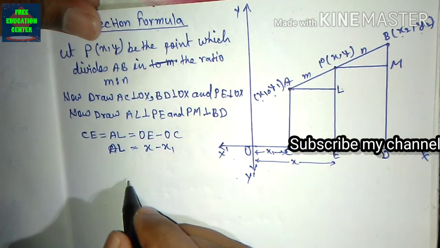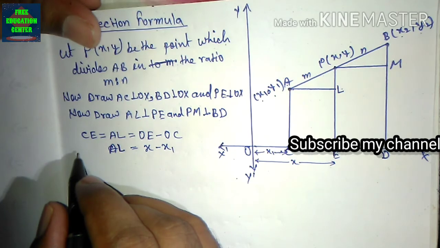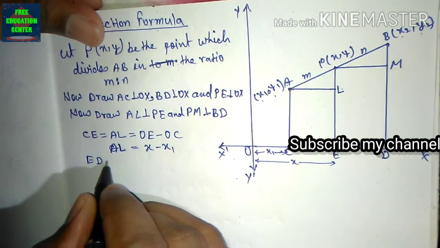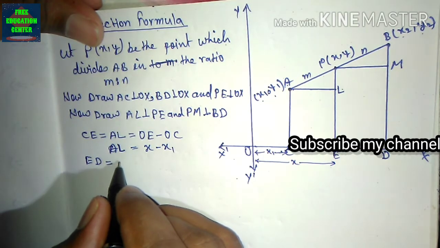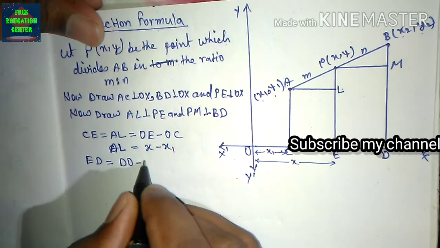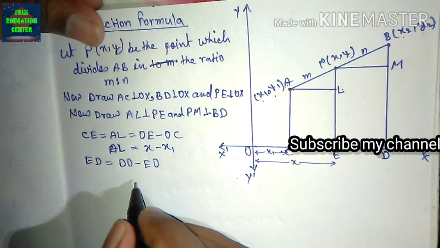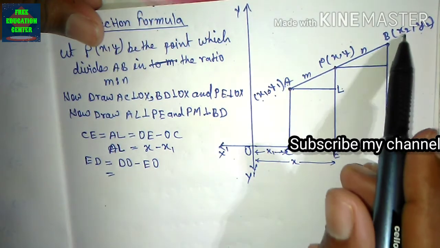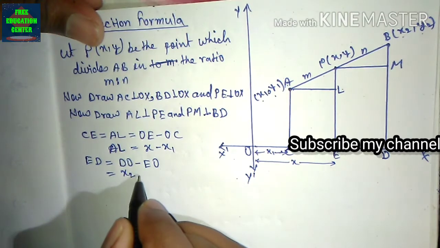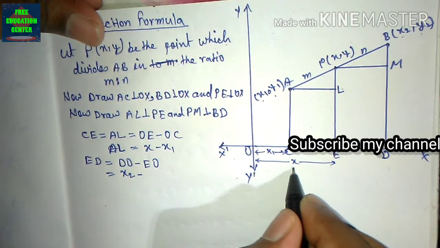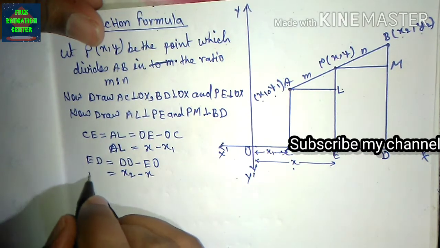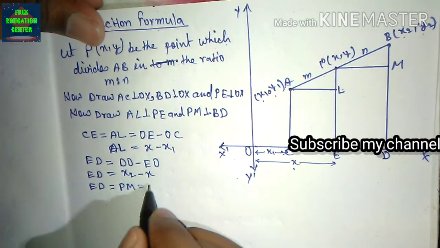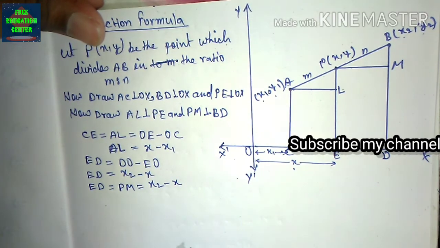AL equals x minus x1. In the same way, ED equals DO minus EO, and DO is x2 minus EO is x. So ED, which equals PM, equals x2 minus x.